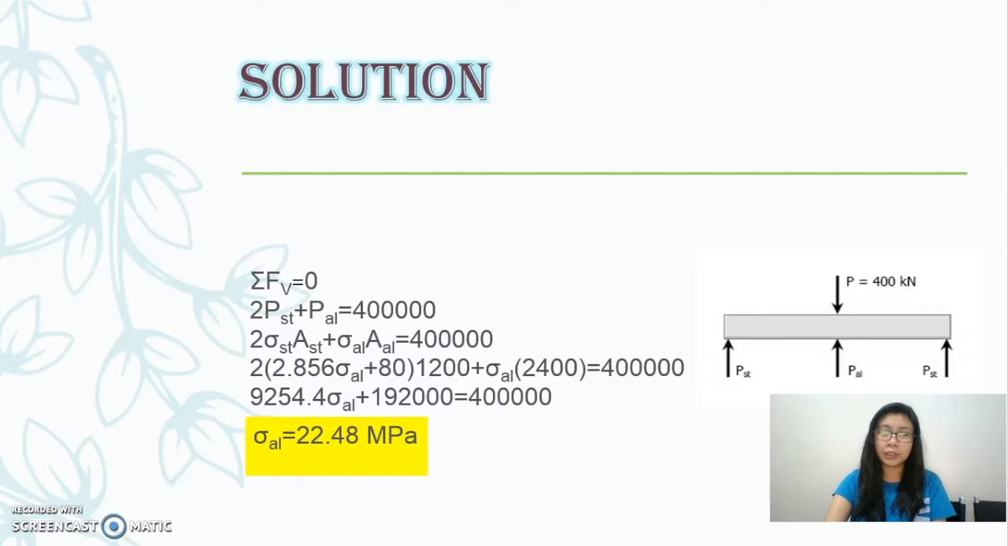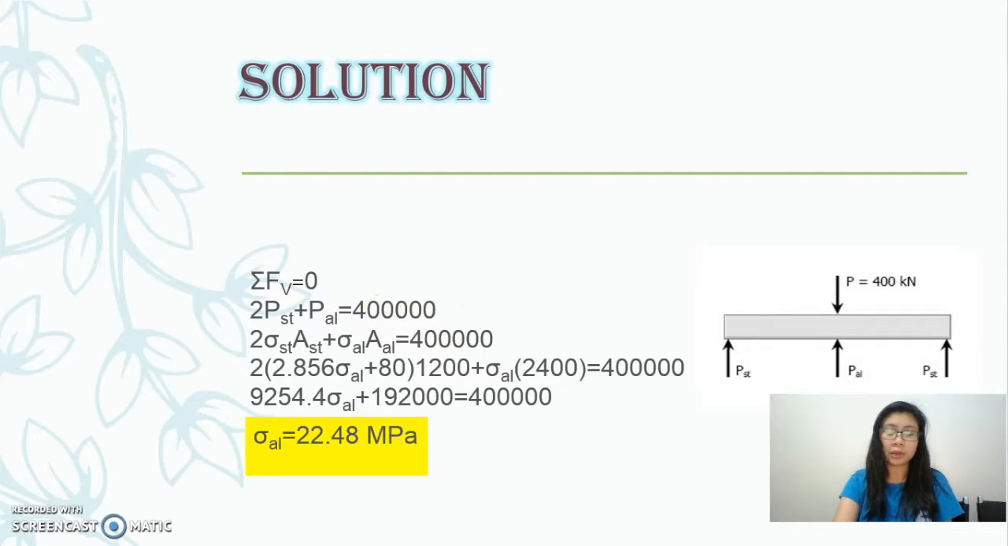Then, we would equate the forces along the vertical axis or the y-axis to form our second equation. As you can see, the force of the steel bars are multiplied by 2 because there are two steel bars acting on the rigid platform. It was then added to the force of the aluminum bar to the rigid body and the force acting upon it, which is the 400 kilonewtons, converted to newtons. Then we would form this equation, which is 2 times the force of the steel plus the force of the aluminum is equal to 400,000.